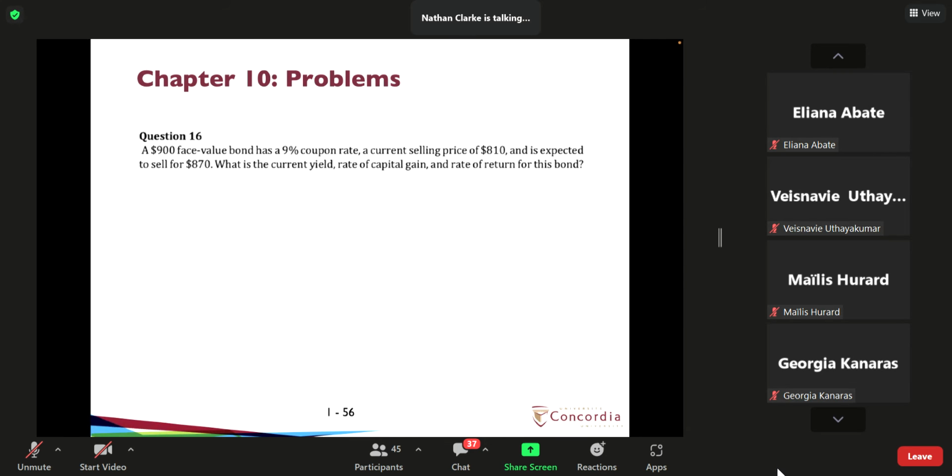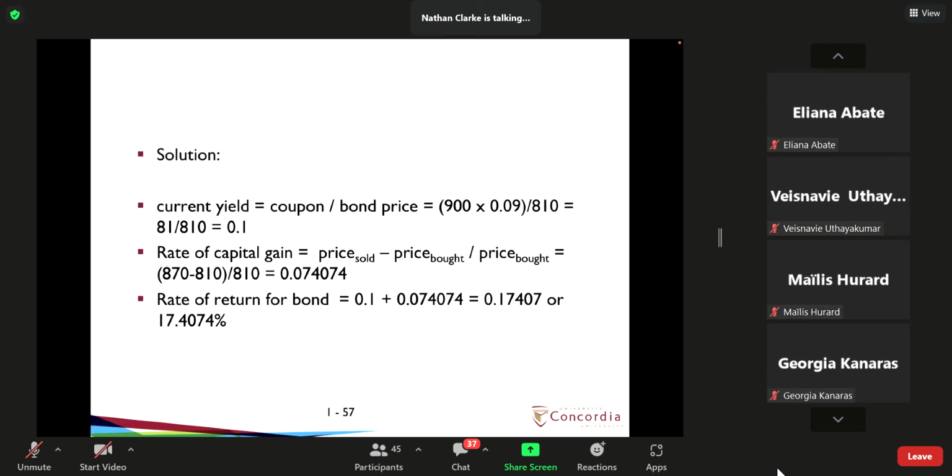Then we need our rate of capital gain. So our capital gain is going to be based on what we bought it at today versus what we're selling it at a year from now. So we bought it for 810, we're going to sell it for 870. So our capital gain is going to be price sold minus price bought divided by price bought. So 870 minus 810 divided by 810 gives us a capital gain rate of about 7.4%.